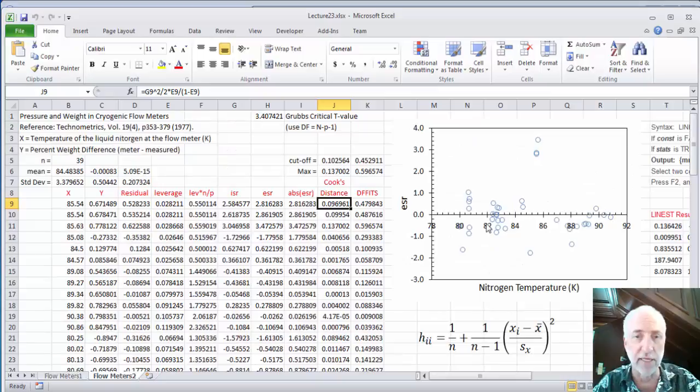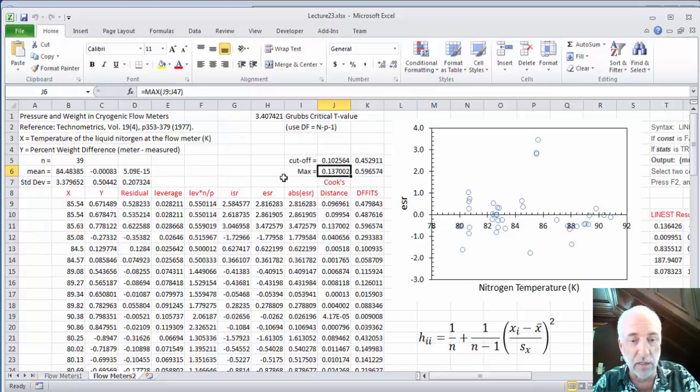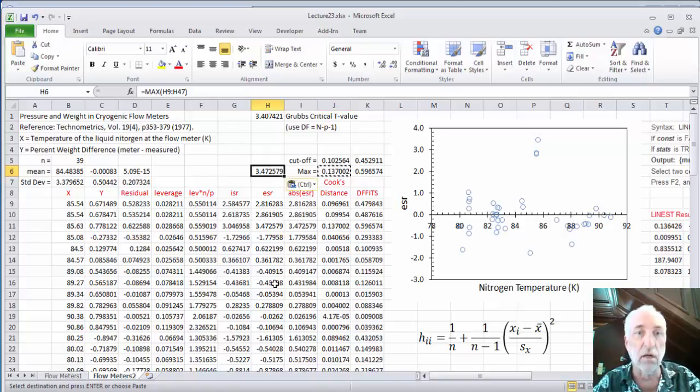DF beta is a little bit harder to calculate. I'm going to leave that out of Excel and do it strictly in R. Well, once we have columns of all of these things, we could ask, well, what's the biggest ESR? What's the biggest Cook's distance? Maybe I'll copy this formula over here to the ESR and see that the largest ESR is 3.47.